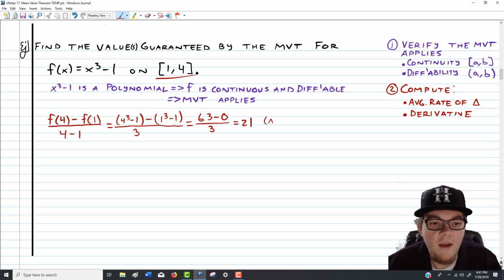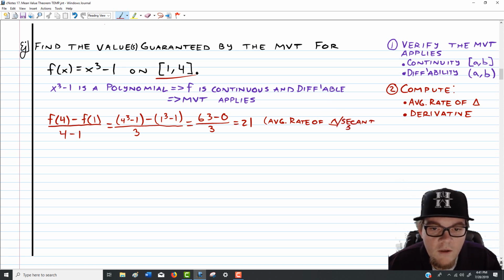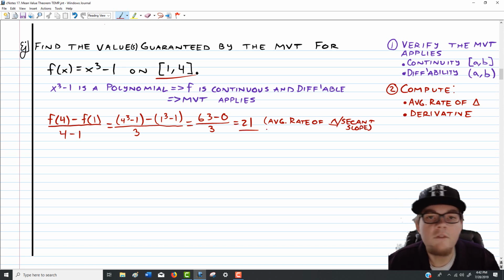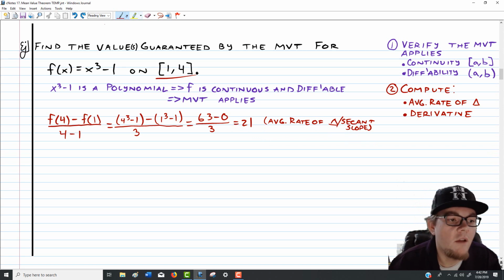So again, what we've just found is the average rate of change. This is the secant line slope. And I'm going to write that in there as well, just trying to provide as much context on this first one as possible. So there is our average rate of change. That's half the equation we're trying to solve.